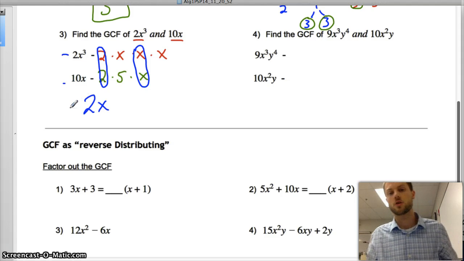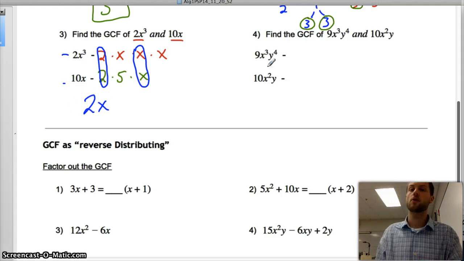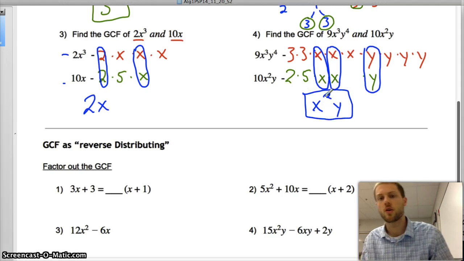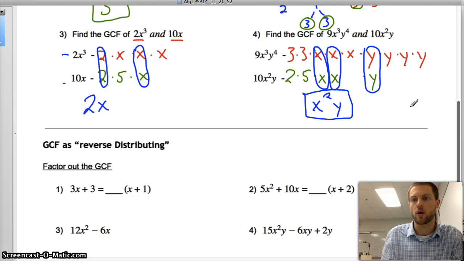So shifting over to number 4, why don't you give that one a shot on your own, and I'm actually going to skip ahead here. Okay, the answer for this one, number 4, is x squared y. And so if you want to see how I did that, you can take a look at the work I have up here. We're going to move on down though.